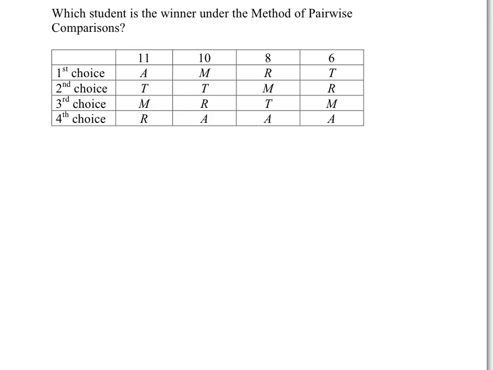Finally, we consider the method of pairwise comparisons and see who wins under that method. This is where we have to write down all the individual head-to-head competitions and award 1 point for each victory and half a point for each tie. First, the list of the individual head-to-head competitions that we'll have to consider. Ashley versus Mark, Ashley versus Rachel, Ashley versus Tom.